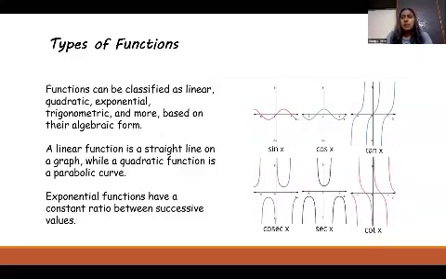Types of functions. There are many types of functions. They can be classified as linear, quadratic, exponential, trigonometric, and many more, based on their algebraic form. Here are some trigonometric functions: sin x, cos x, tan x, cosecant x, secant x, and cot x. A linear function is a straight line on a graph, while a quadratic function is a parabolic curve. Here, cos x, cosecant x and secant x use quadratic functions. Exponential functions have a constant ratio between successive values.